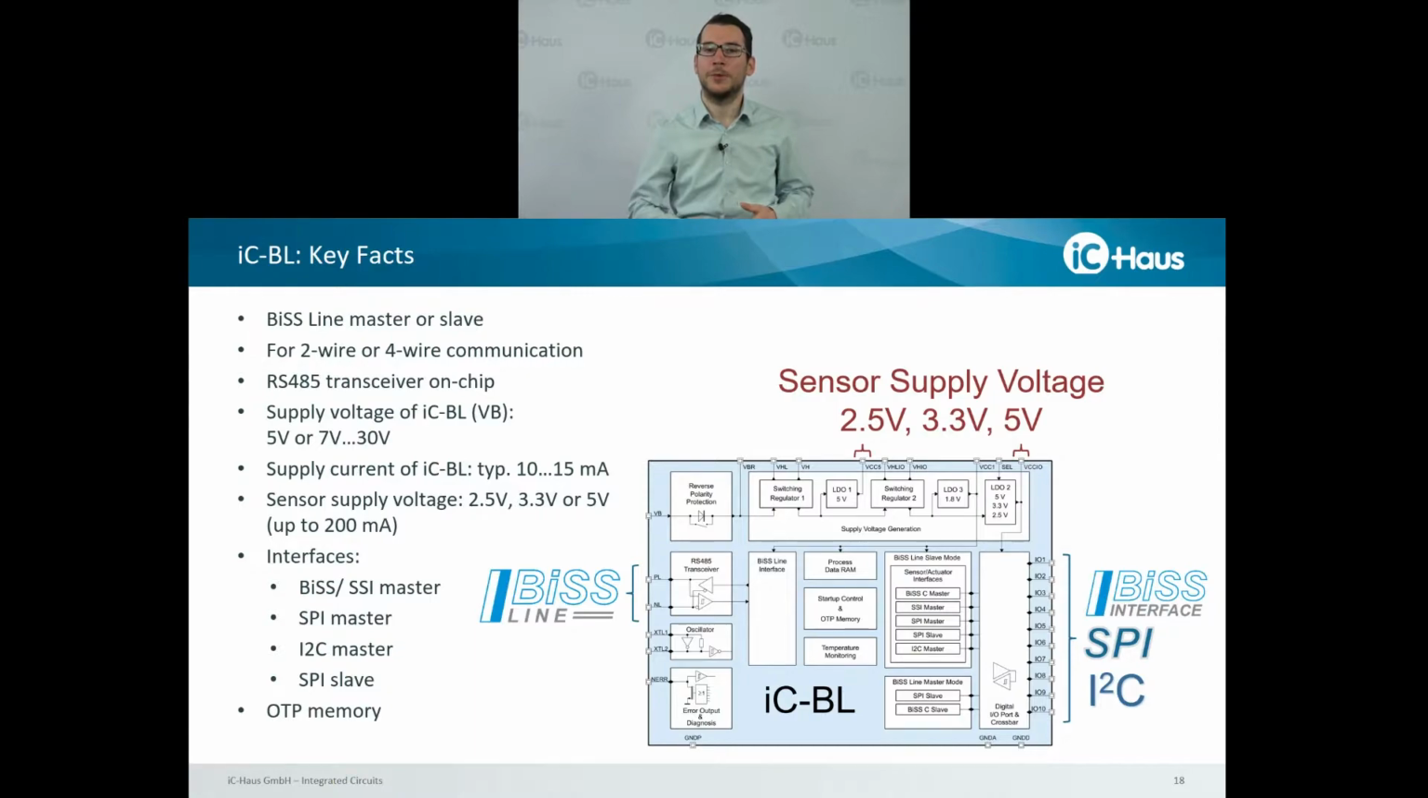iC-BL also comes with a one-time programmable memory on chip. It can be used for configuring iC-BL for up to 3 sensors and actuators, and therefore no external EEPROM device is required in those cases. Last but not least, iC-BL comes in a 5mm x 5mm QFN28 package.